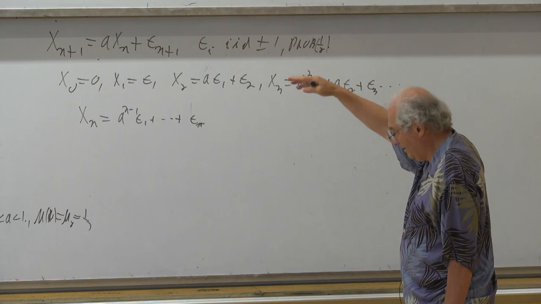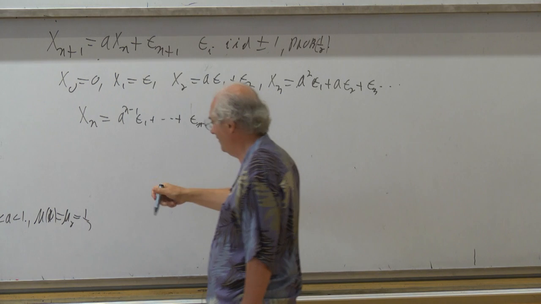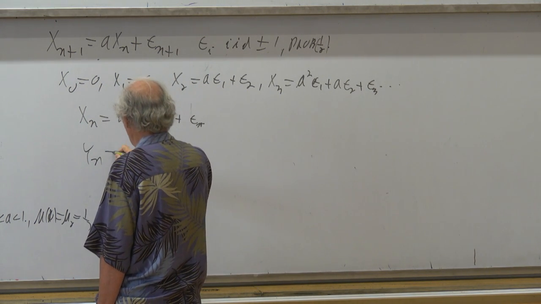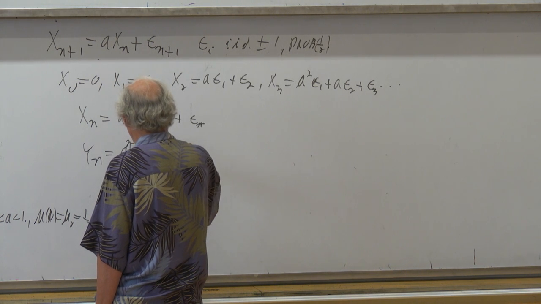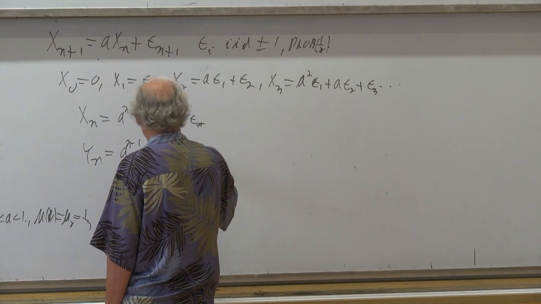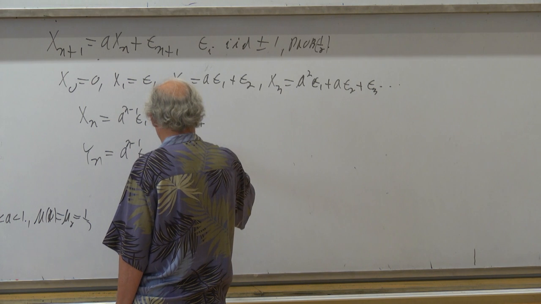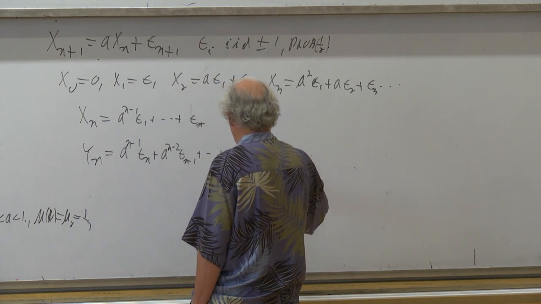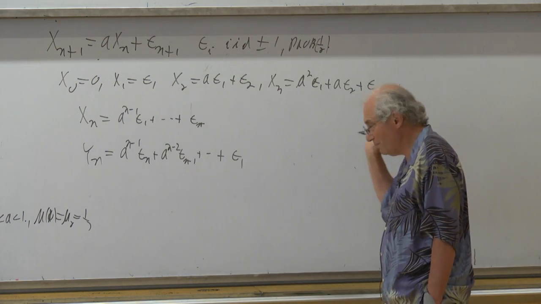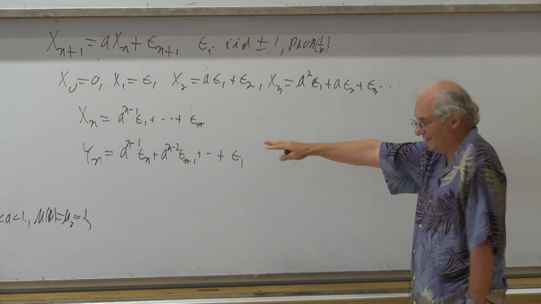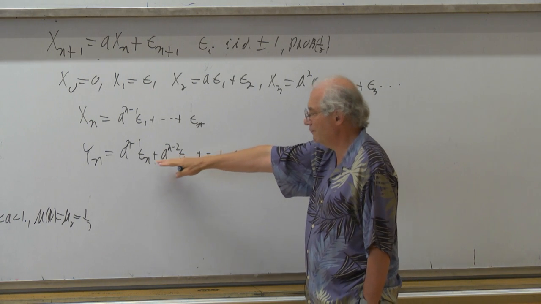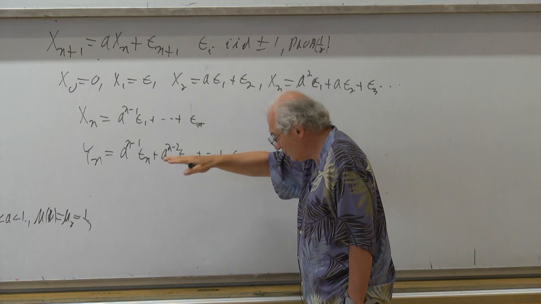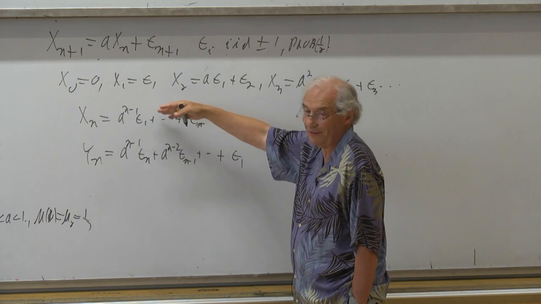It's useful to see the backward recurrence, so let y_n be the process run backward, but I'll just write it down. It's equal to a to the n minus 1 epsilon n plus a to the n minus 2 epsilon n minus 1 plus and so on plus epsilon 1. That is the chain run backward, but anyway, it's another process. It's not a chain. This is a process. The epsilons are random.